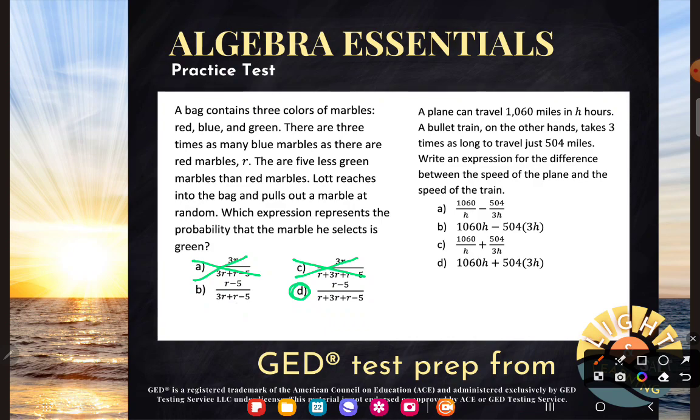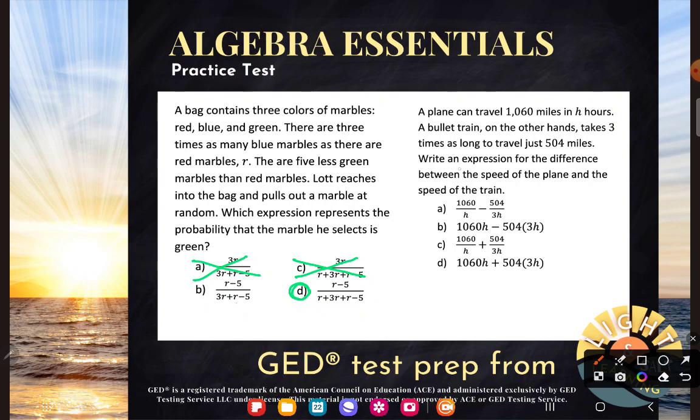So next example. A plane can travel 1,060 miles in H hours. A bullet train, on the other hand, takes 3 times as long to travel just 504 miles. Write an expression for the difference between the speed of the plane and the speed of the train. Okay, so what are they asking me to do?